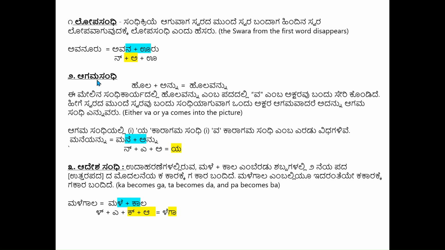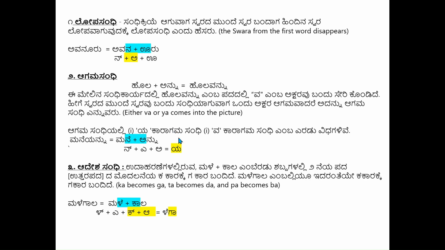Now Agama Sandhi. What does agama mean? It is something coming in. Here in this example, you will see Hola plus Annu becomes Holavannu, or Mane plus Annu becomes Maneyannu. In both these examples, you will see that ya, which was not in the picture at all in the constituent words, suddenly appeared when it is joined. Similarly, va, which was not in the constituent words, has now come here. So va or ya have come. That's why they are called Agama Sandhis.